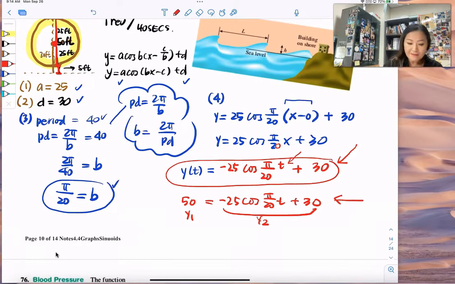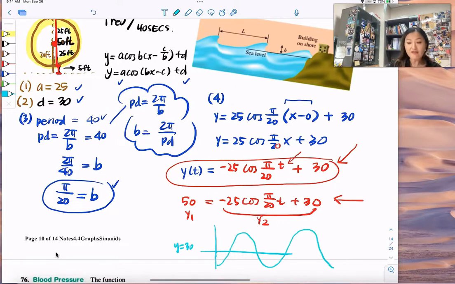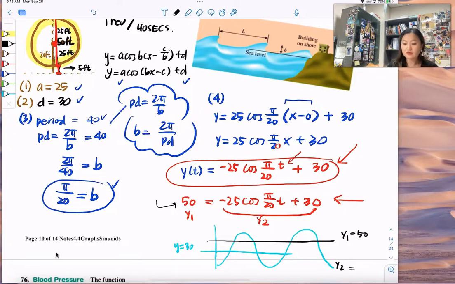Before I show it on the calculator in the next video, I'm going to go like this. This graph is a negative cosine graph, so maybe it's going to look something like this. This is y equals 30, of course. It's going to go something like this. And what's my max? My max is 75, but I'm trying to look for 50. When is it 50? My y1 graph is going to be something like this, y equals 50, and this one is your cosine graph.